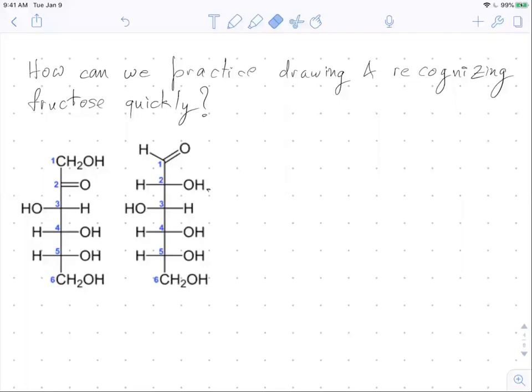Let's take a look at how we can practice drawing and recognizing fructose quickly. The first rule of thumb is fructose has a ketone, so this looks like a likely candidate to be fructose. The next thing to recognize is fructose looks just like glucose, only with the aldehyde of glucose shifted one down so that we can make a ketone. So let's take a look.